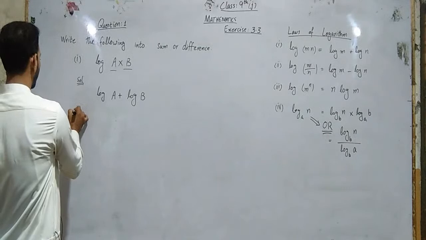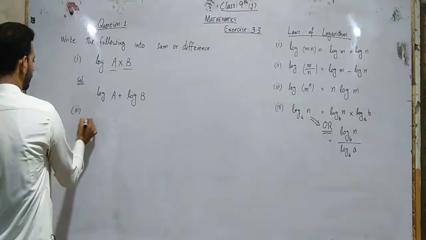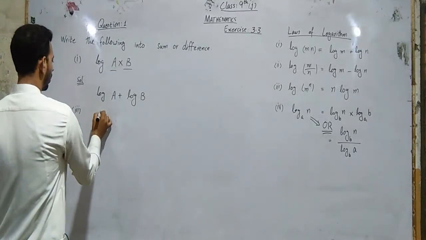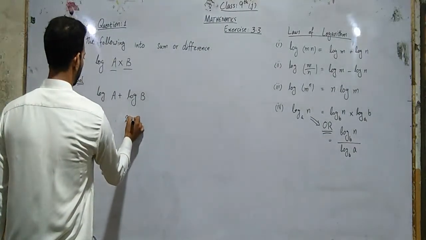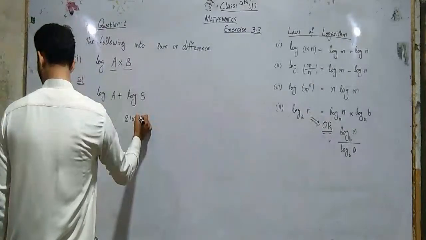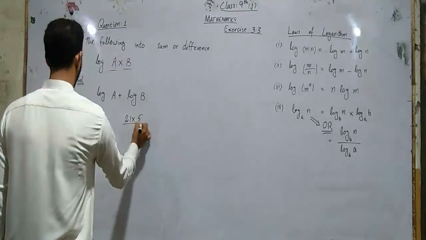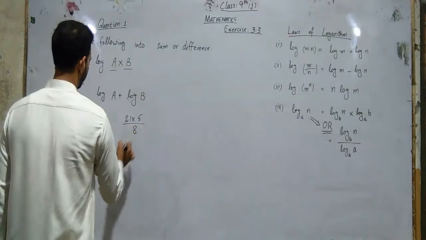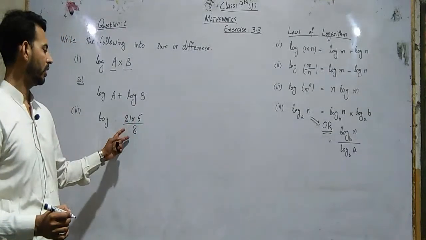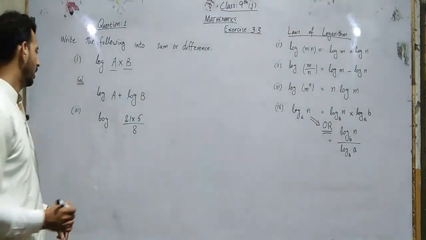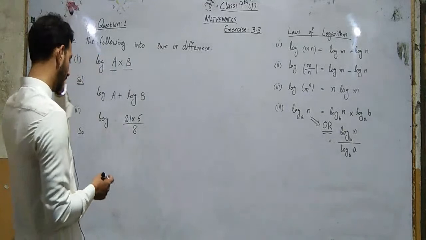Second or third part we can see is log 21 multiplied by 5 divided by 8. So students, if this is a question, here we have multiplication and division in a single question. So what will we do? We will use both of the laws here.